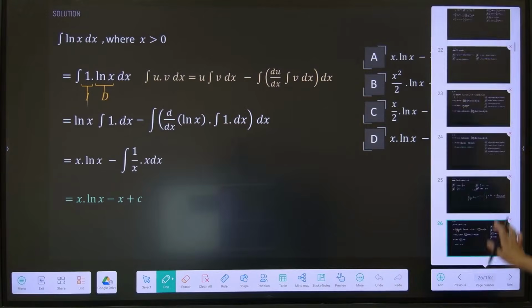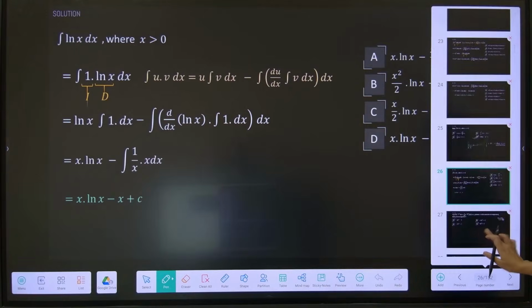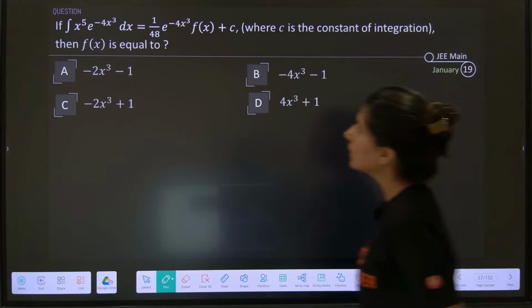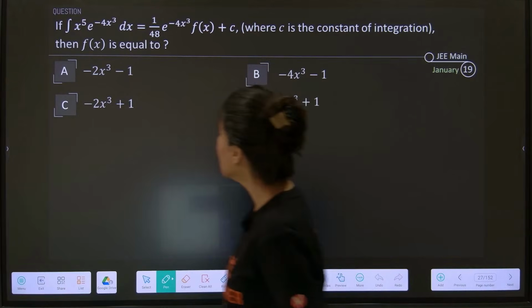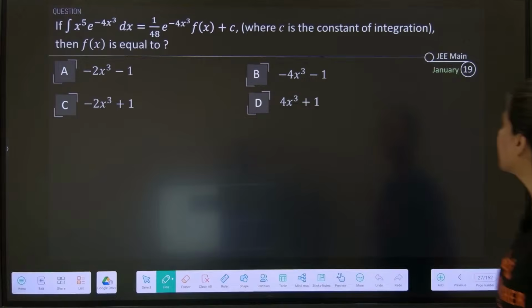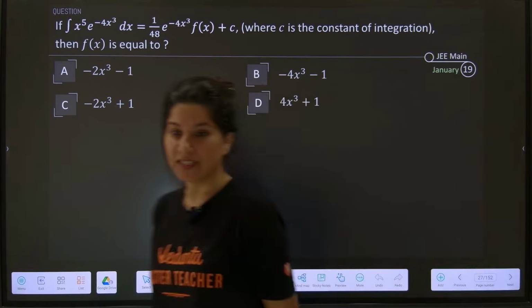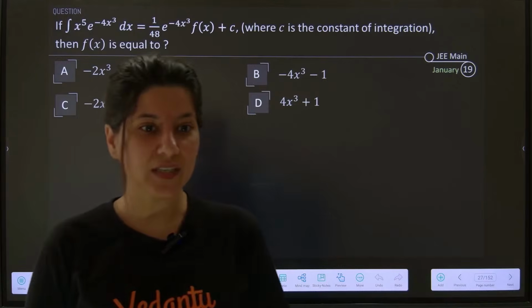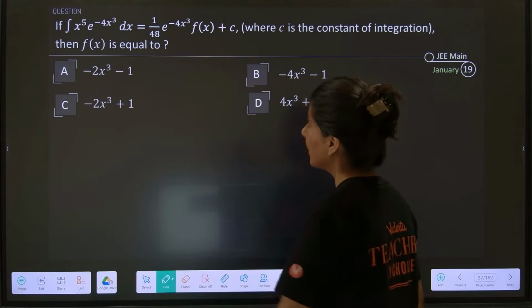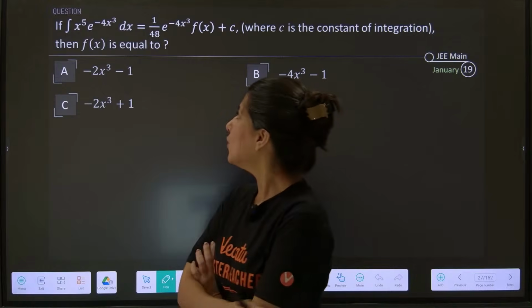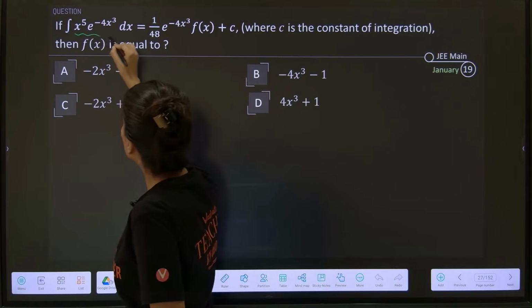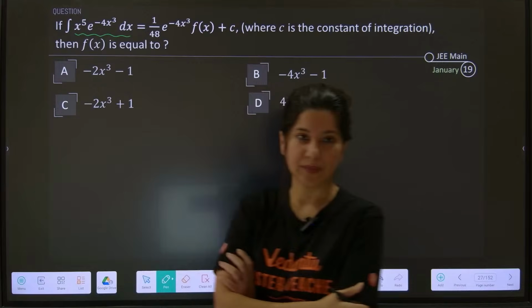Okay? Alright? Yes? Now, one question I will give you, and this was asked in JEE in January 2019. Slightly tricky, but not that tricky. First of all, the moment you see this question, what strikes in your brain? Tell me.